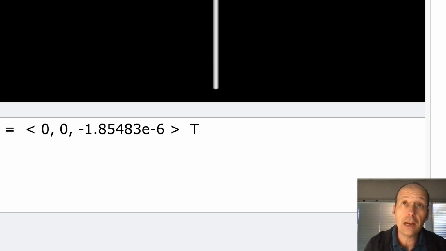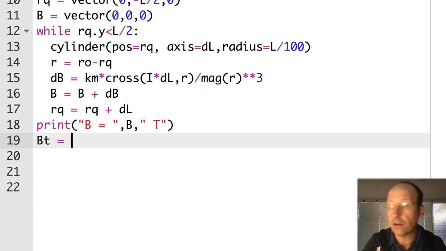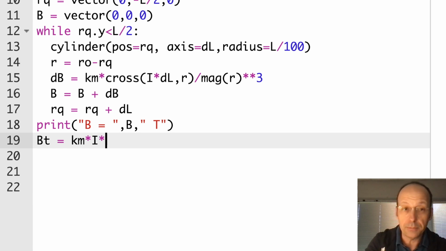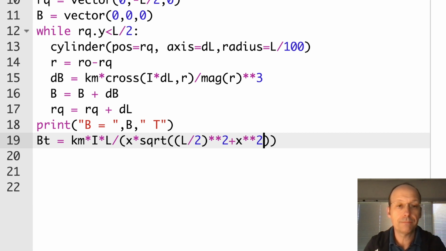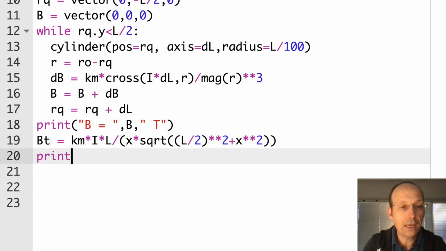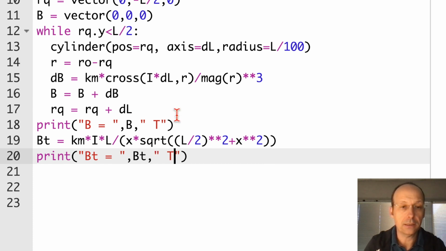Now let's just calculate our theoretical equation using the thing I have in there, and let's see if it has the same value or close. And that's only 10 pieces, remember that. So down here, I'm just going to calculate the theoretical. I'll call it BT for theoretical. It's Km times I times L divided by X times the square root of L over 2 squared plus X squared. And I already have that X, right? That was from my beginning. And let's print that. BT equals BT Tesla.